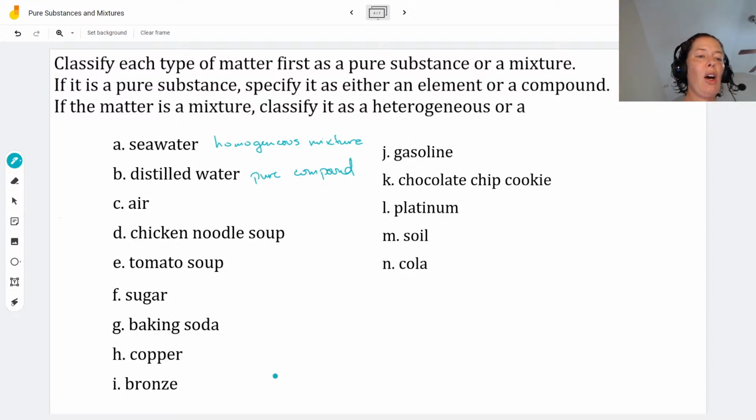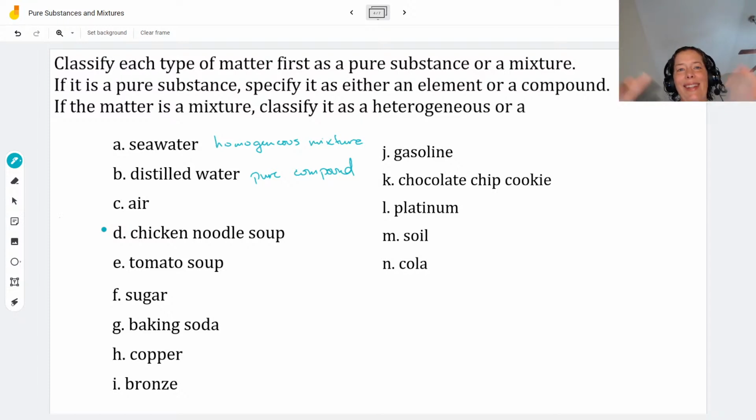Okay, on to C, just air, the atmosphere around us. Is this a pure substance or a mixture? This is kind of a classic one that you see in these kinds of questions, and most of the time students want to classify this as a pure substance, but actually it is a mixture. So in air, you have a mixture of gases. Now it's mostly nitrogen, but obviously it's got some oxygen in it and some other things. So air is a mixture.